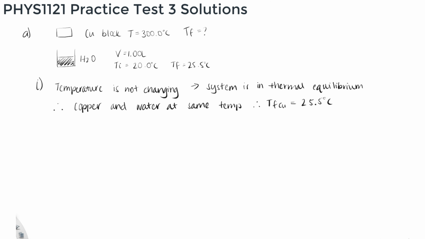Now for this question, if you identified that the system is in thermal equilibrium and the temperature is not changing anymore, you get a mark for that. And then if you correctly identified that the final temperature of the copper must be 25.5 degrees Celsius, you get a mark for that too. Therefore, the number of marks for part I is 2.